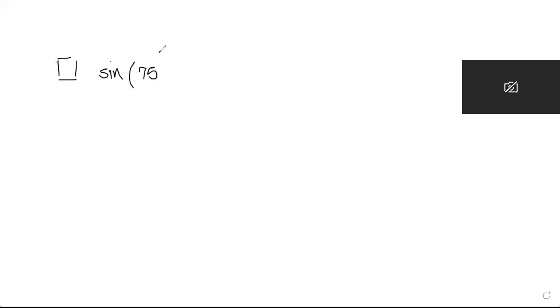Now, what we want to do is this. We want to find the sine of 75 degrees. And as I said, you do not have to memorize this stuff. The important thing is to learn how to apply the techniques, and that's all that matters. Do not memorize step by step, but learn how to apply them.